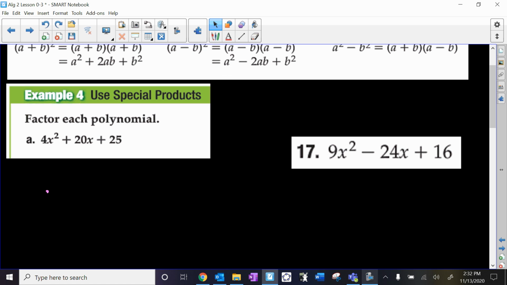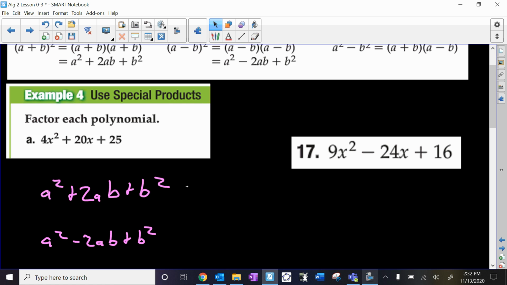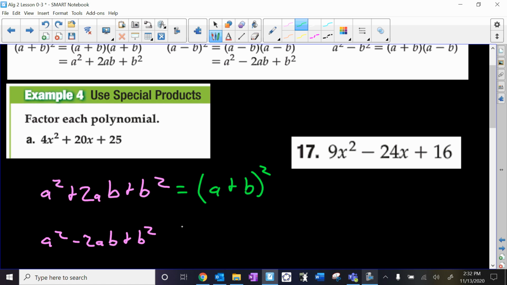One is where I'll have a squared plus 2ab plus b squared. And the other one looks similar, but it's just subtraction instead. So those are what they could look like. If I factor them correctly, this one will turn into that, and the bottom one will turn into what looks like that.